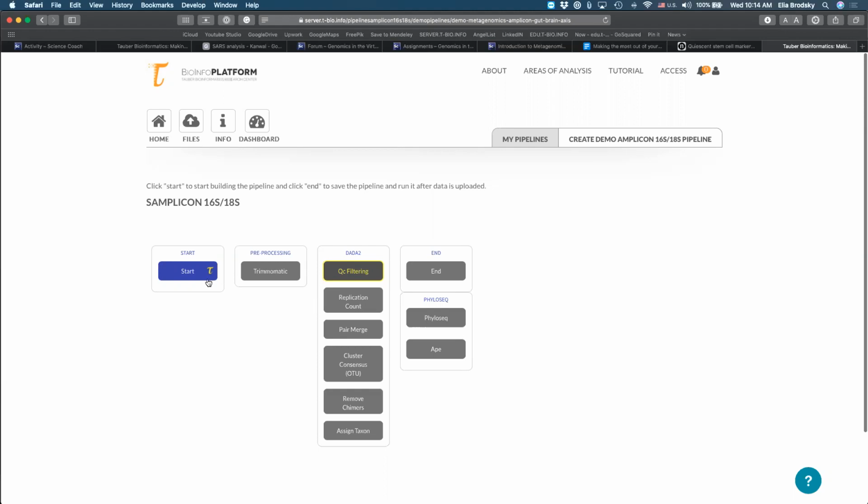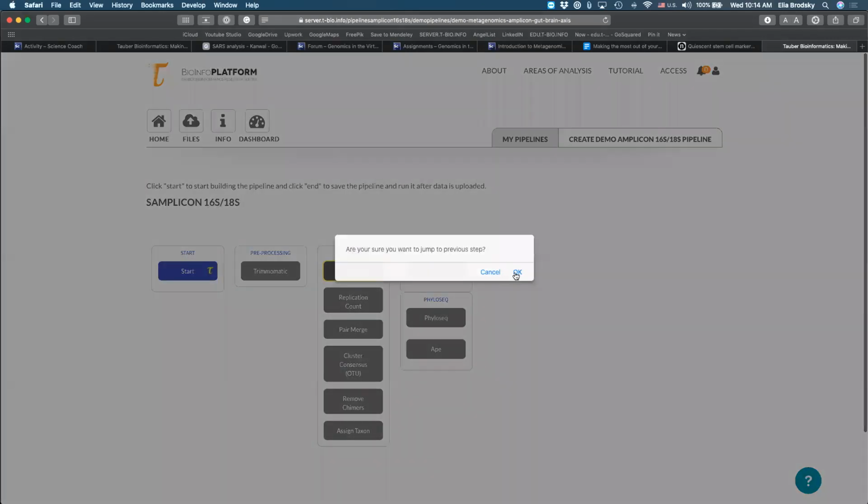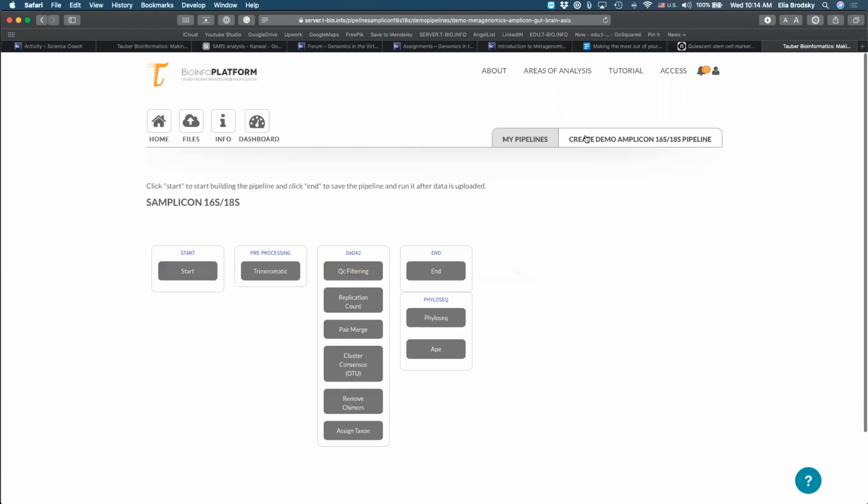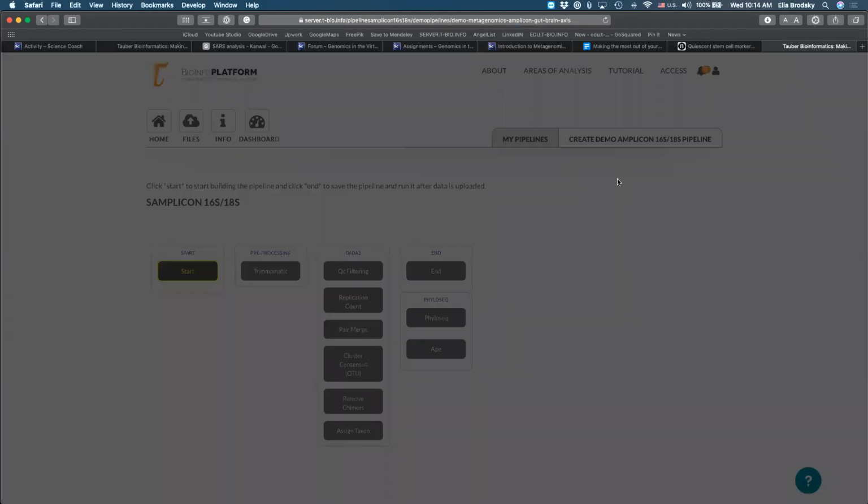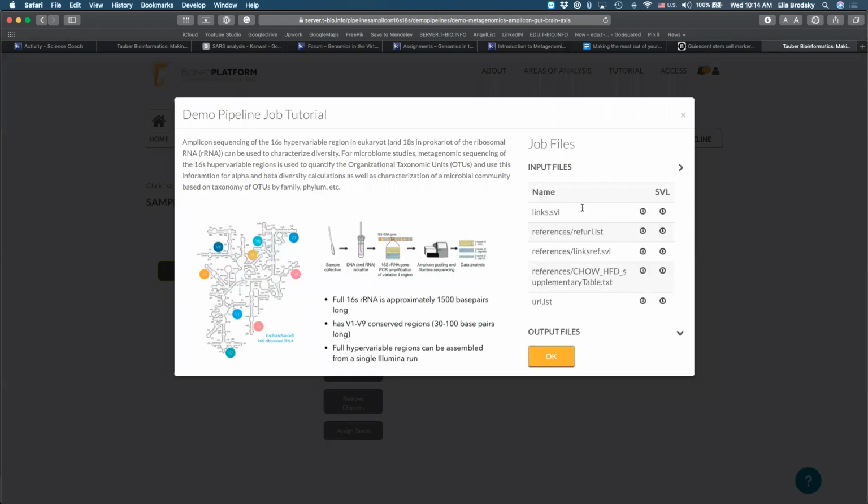Okay, so here, the first step after we load our samples, right here. By the way, anytime you want to go back, you just right click. So you click on Start, Input File, and then here, References, chow HFD, Supplementary Table. So this right here. Muiwa, let me know once you've got this.